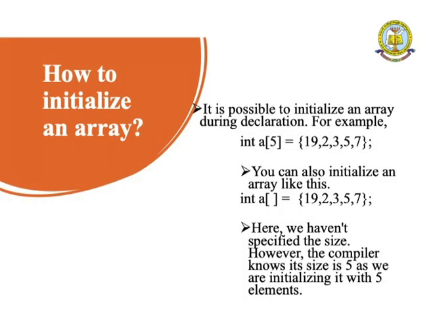Next we will see how to initialize an array. What do you mean by initialization? Initialization means storing the elements in the array at the start. There is a possibility to initialize an array during the declaration. For example, int a of 5. I have taken this array as a, and my array size is 5. So, int a of 5 is equal to, and I have taken the elements like 19, 2, 3, 5 and 7.